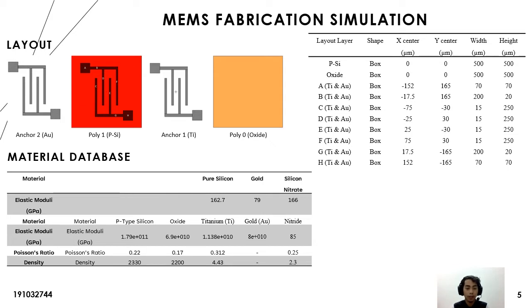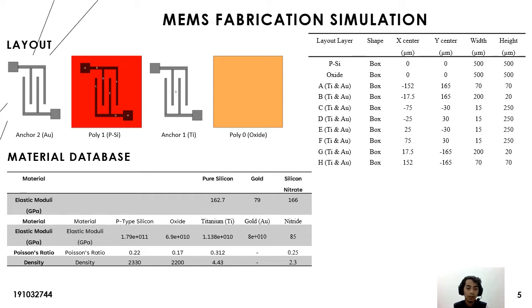gold and nitride. So for the p-type silicon, the elastic modulus is 1.79 exponent 0.11. The Poisson ratio is 0.22, and the density is 2330. For oxide, the elastic modulus is 6.9 exponent plus 0.10. The Poisson ratio is 0.17, and the density is 2200.